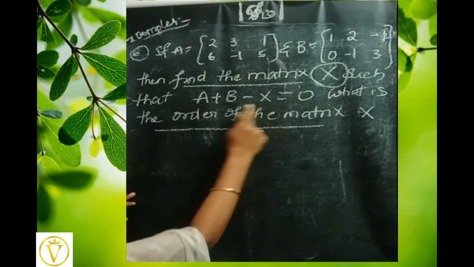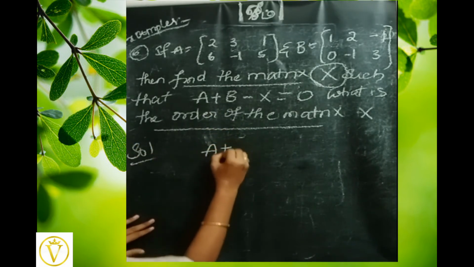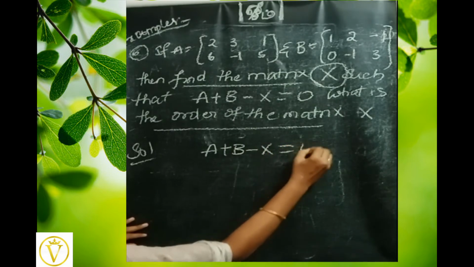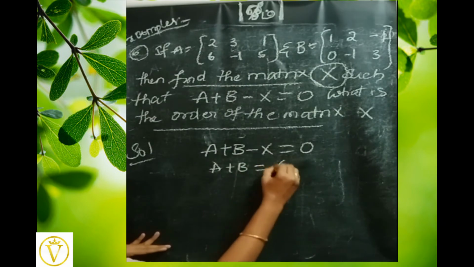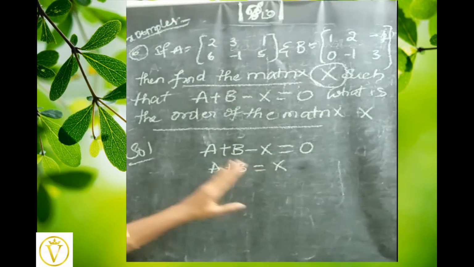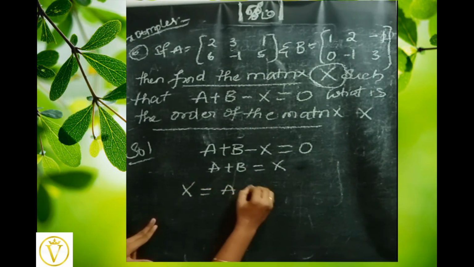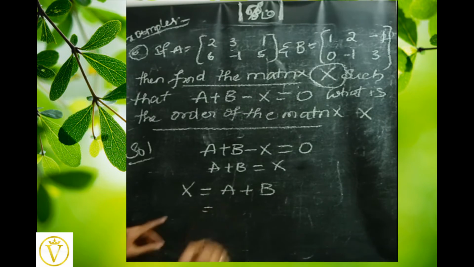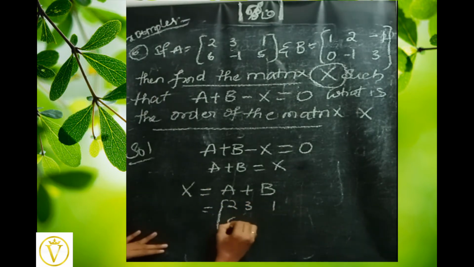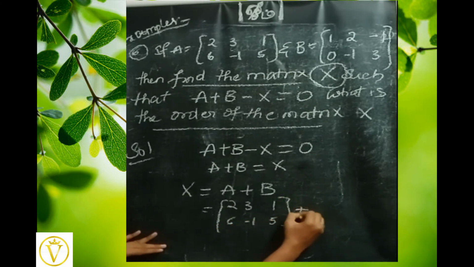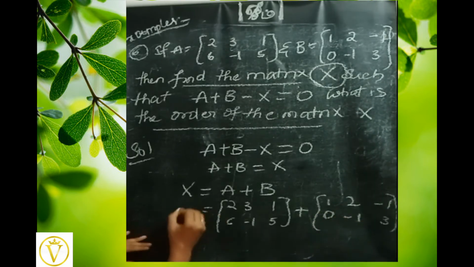So read carefully the problem that they have given. They have given one equation with the matrix: A plus B minus X equals 0. So A plus B equals X. To find the value of the matrix X, X equals A plus B. What's the given A matrix? So 2, 3, 1, 6, minus 1, 5, plus 1, 2, minus 1, 0, minus 1, 3.